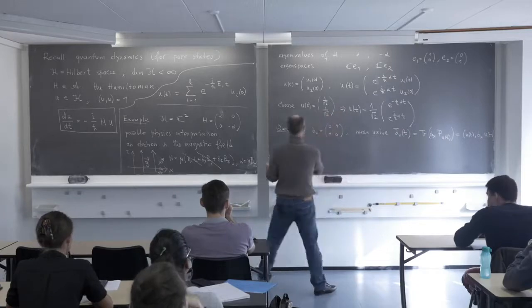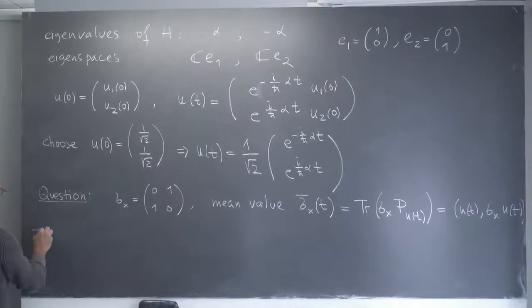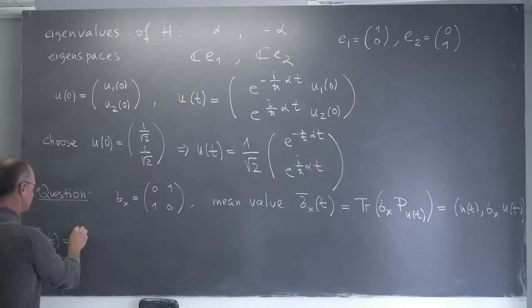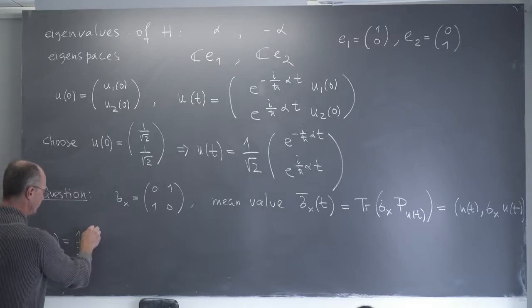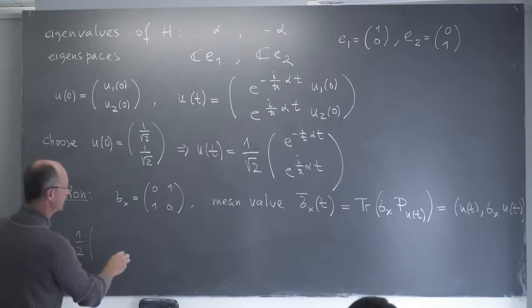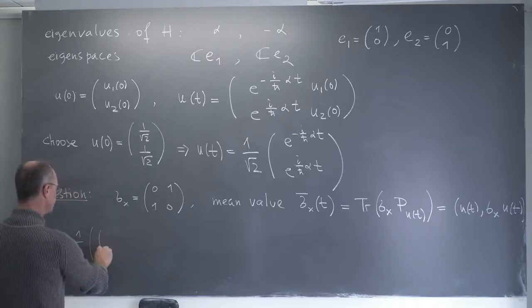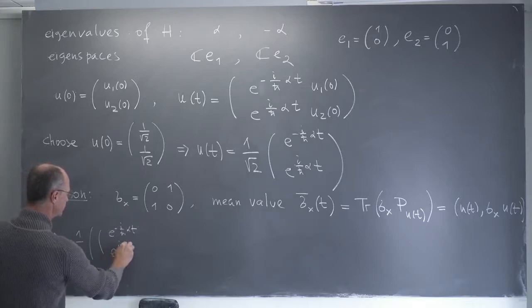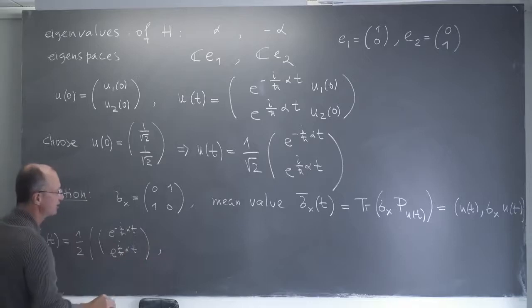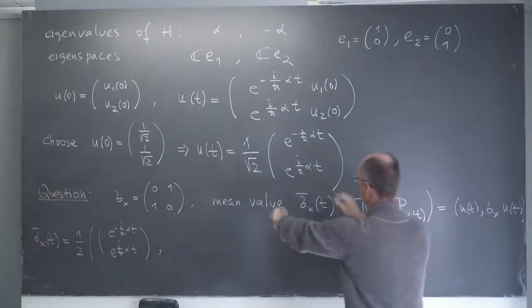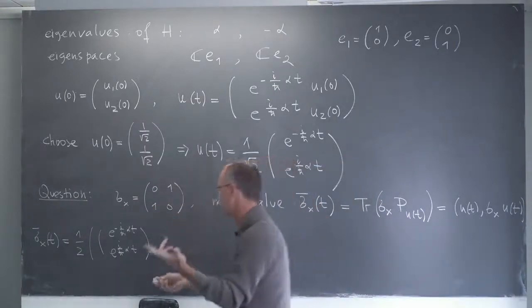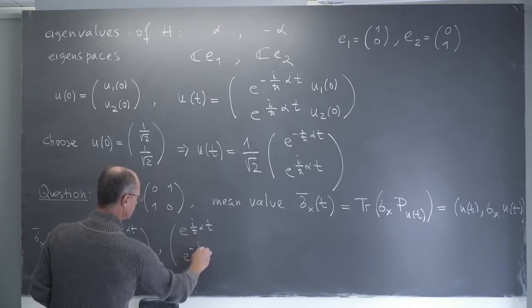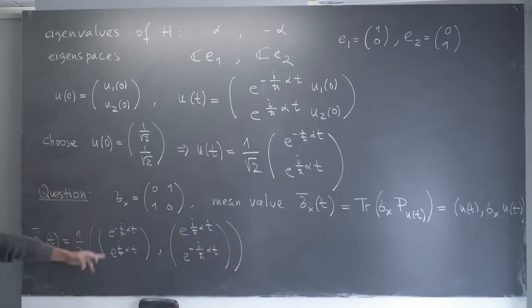Well, let's compute it, right? So what is it? Sigma x bar of t is equal to what? This will be 1/2, and here will be the product of this vector u of t, exponential minus i over h alpha t, exponential i over h alpha t, and here I need to act by sigma x on that vector. Because sigma x is this matrix, it simply interchanges the components, right? So this will be exponential of i over h alpha t and minus i over h alpha t. So this will be the Hermitian product of these two vectors.